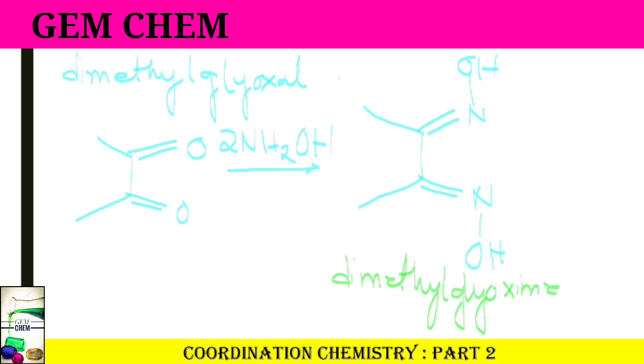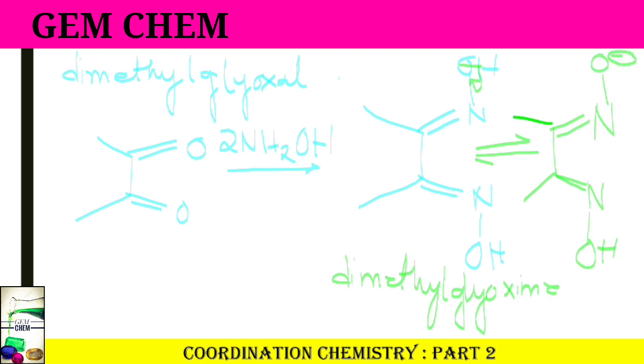How does it act as a ligand? One of the hydrogens present here is given up to the oxygen and the oxygen gains a minus charge. Similarly, the other ligand does the same. Finally, what we get is like this: C double bond N, here OH, here N and O minus. So this is our DMG.